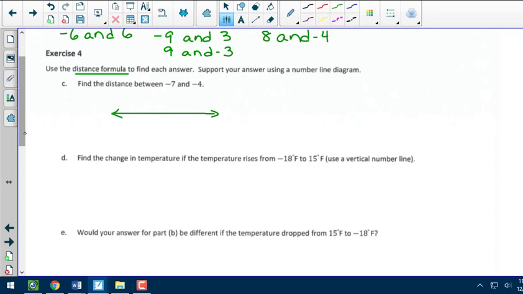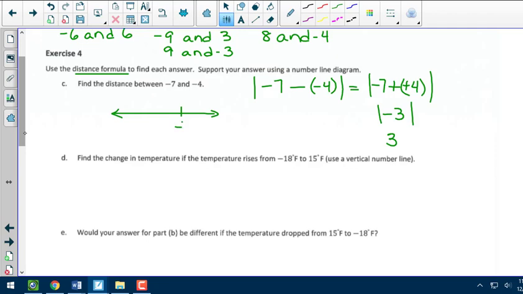Okay, so the distance formula, I would start with that, would be -7 minus -4, because it's the difference between the numbers. And of course, I would add the opposite, so that would be -7 plus a +4. The absolute value of that, different signs, subtract. Take the sign of the larger number. So 7 and 4 is going to give me 3. The absolute value of that is 3. So their distance is 3 units apart.